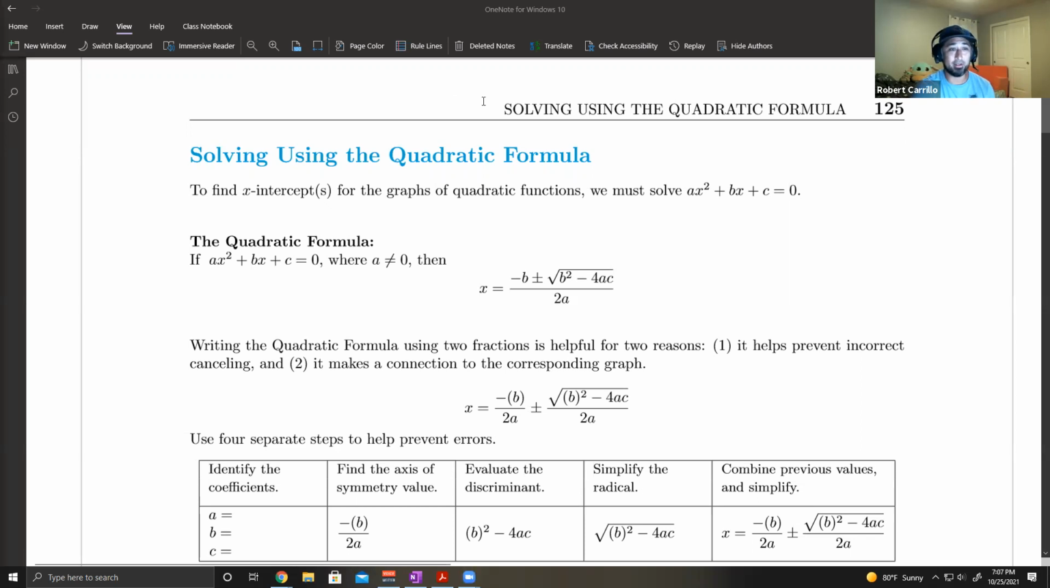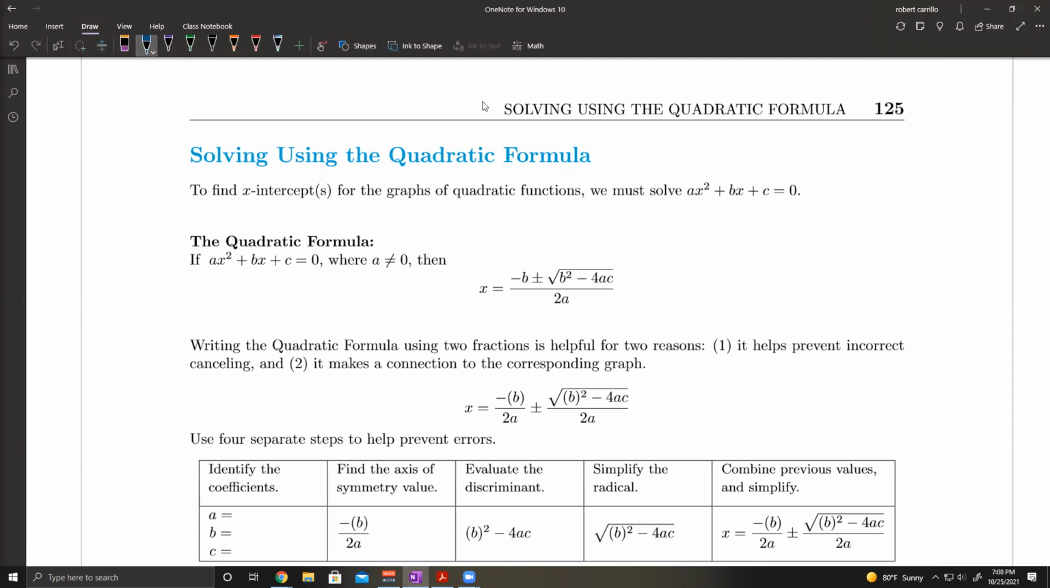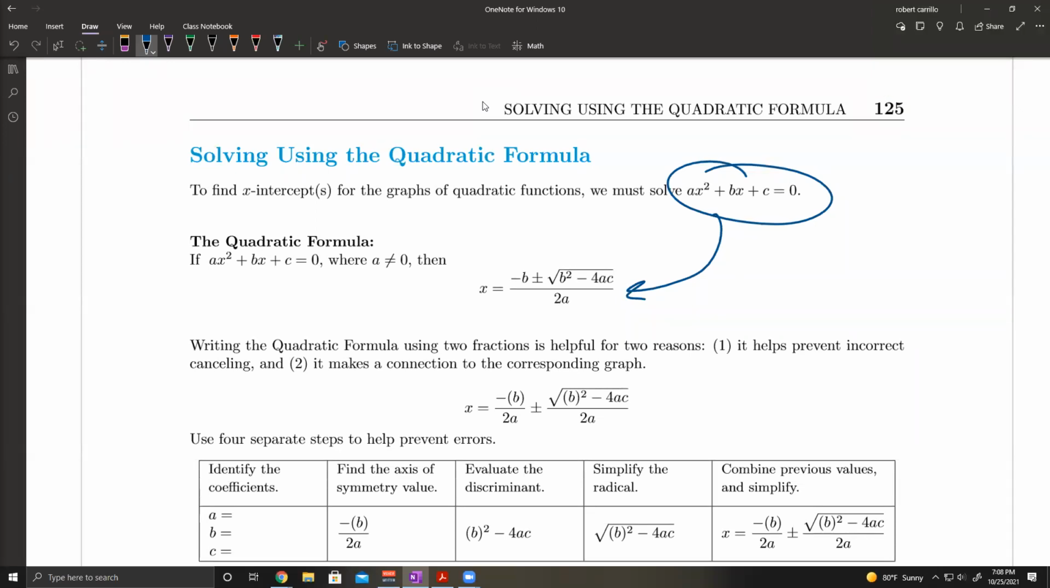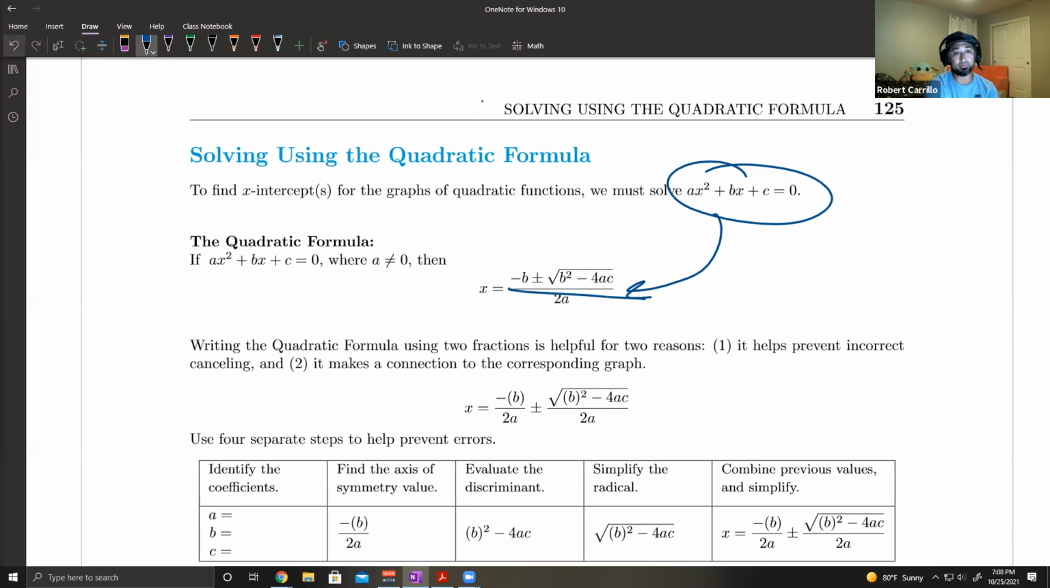Okay. So whenever you are trying to solve for the x-intercepts of a quadratic function or equation, one of the ways to solve it is by using the quadratic formula. So here's our quadratic equation: ax squared plus bx plus c equal to 0. And if we want to solve for the x-intercepts, we use the quadratic formula. x equals negative b plus or minus the square root of b squared minus 4ac all over 2a. Remember, everything is over 2a.